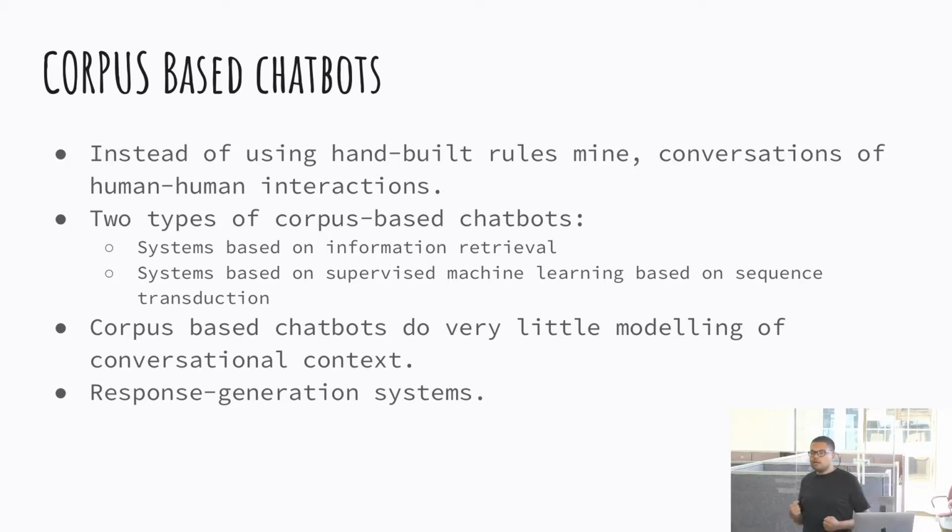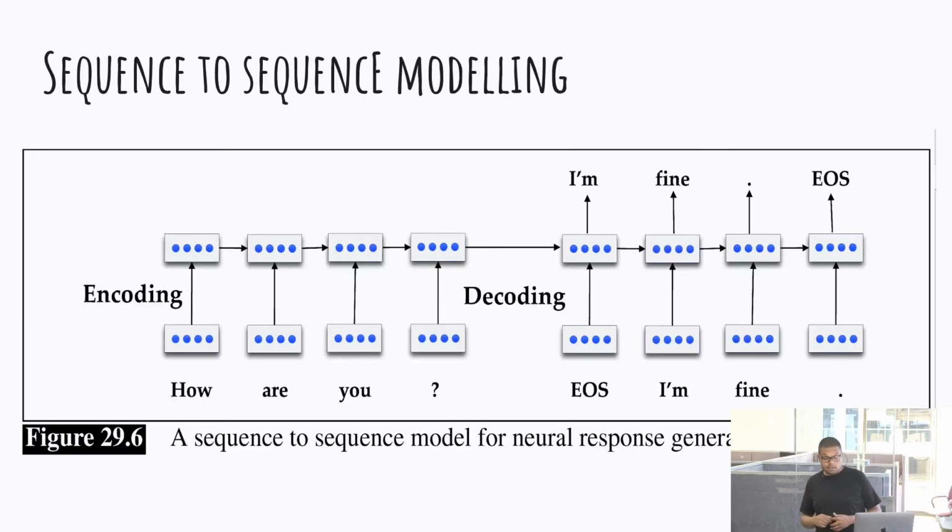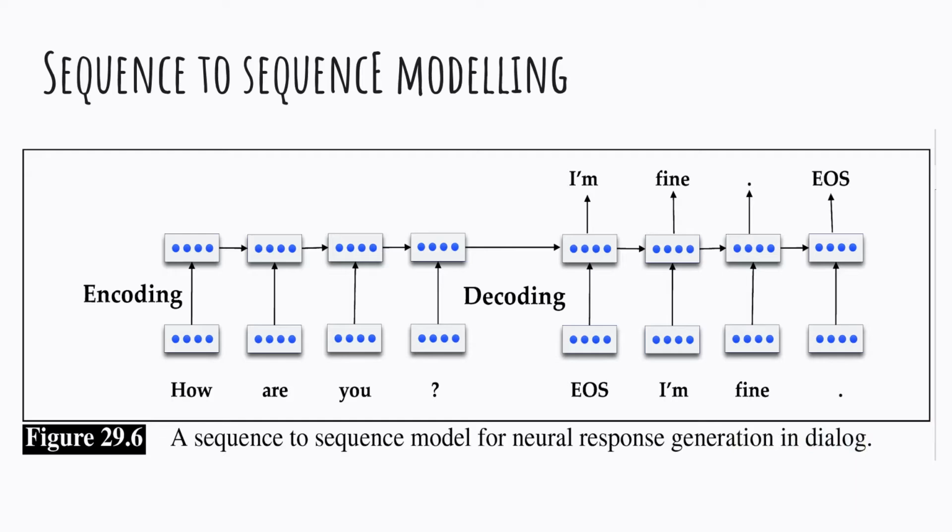So you'd want to be learning these rules directly from data, and that's where we have corpus-based chatbots. These could be information retrieval-based or based on learning some sort of sequence transduction. And here we come to sequence transduction, where you have an incoming sequence that says, "how are you?" That's a question. And the output ends up being a string, "I'm fine." The model up there is an LSTM encoder-decoder model, and that has a hidden state.